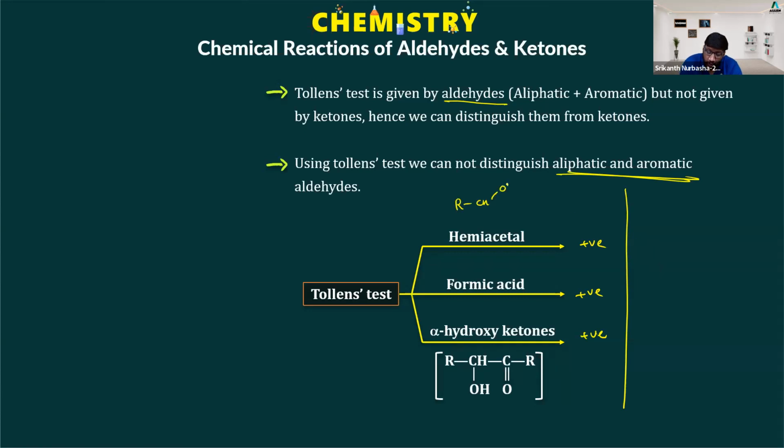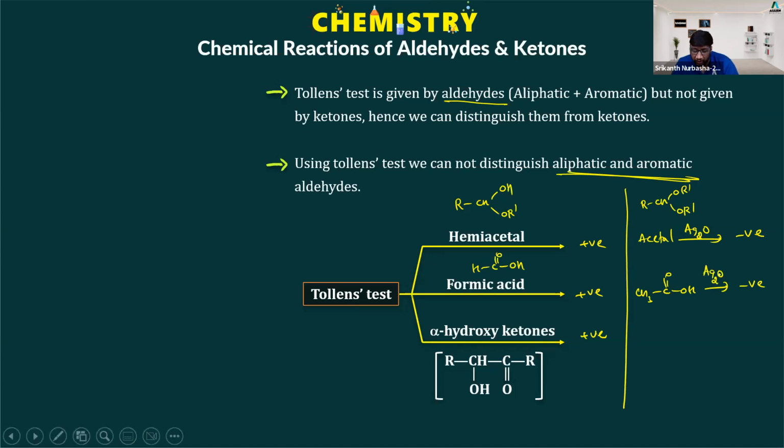R, CH, OH, OR'. Formic acid, HC double bond O, OH. Formic acid, whenever you treat it, you will be getting carbon dioxide. Acetal, if you treat with Ag2O, negative. Acetal will have the structure R, CH, OR', OR'. Okay, acetal will give negative. Only formic acid will give positive; acetic acid also negative.